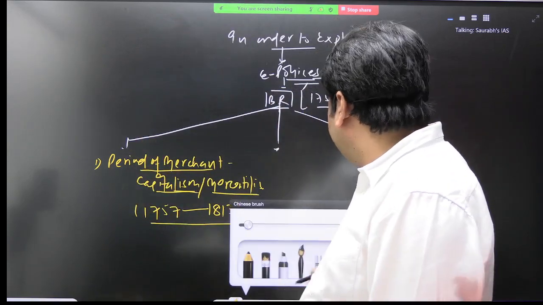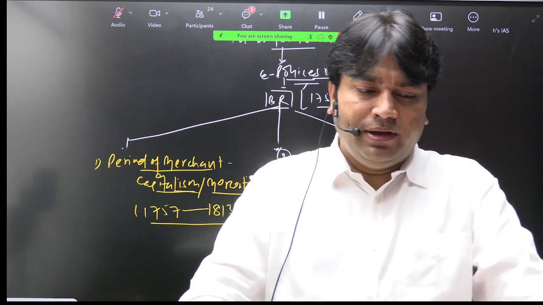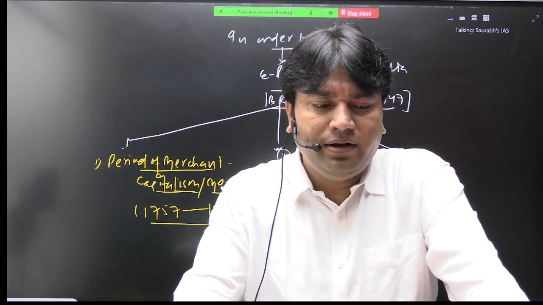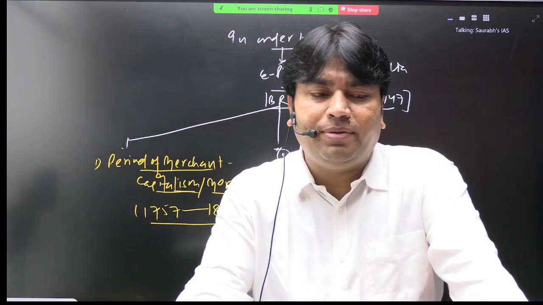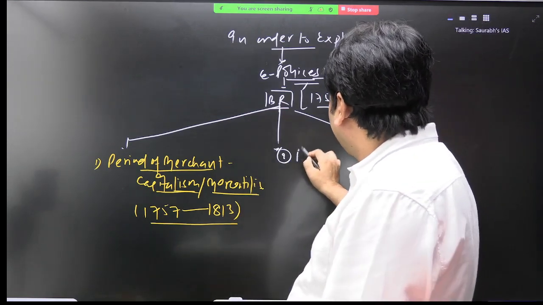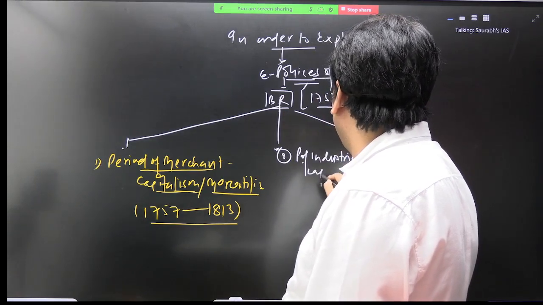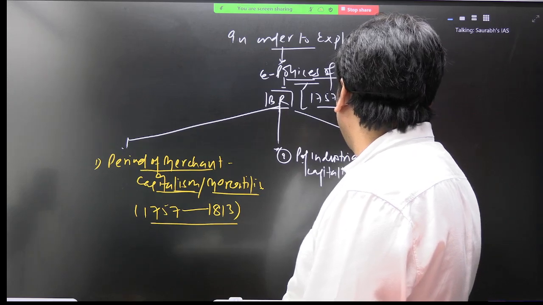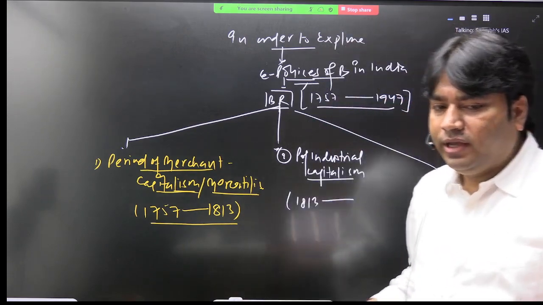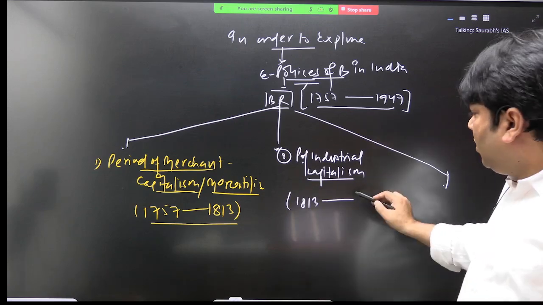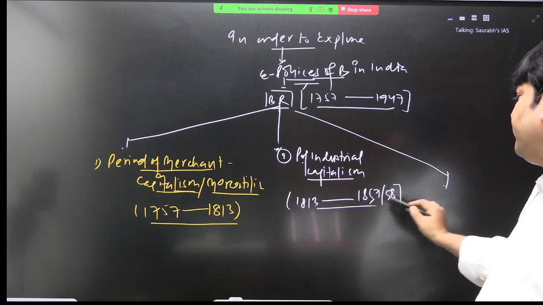Now, the second phase, write this. Okay, first phase आपने लिखा. The second phase is period of industrial capitalism. This is the second phase. Period of industrial capitalism. And the time period is 1813 to 1857 or 58. 1857 or 58. This is the time period.